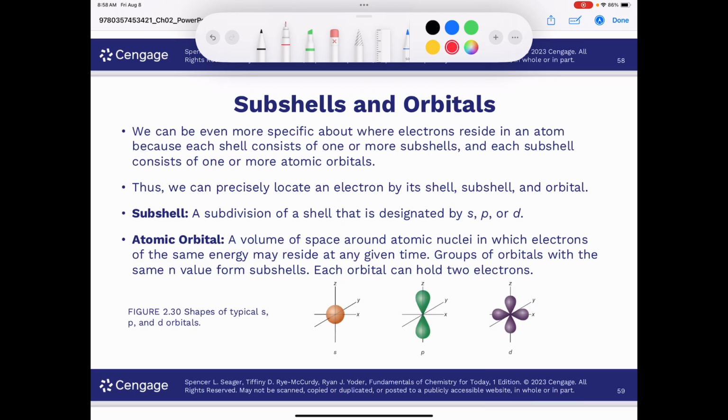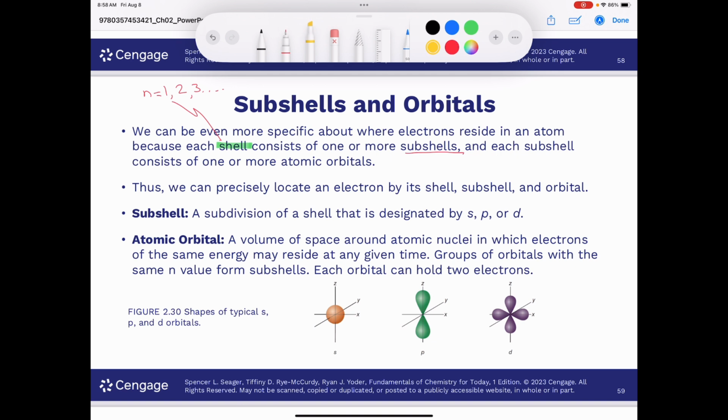Now, besides the energy level, n is equal to 1, n is equal to 2, n is equal to 3, we can actually be more specific about where electrons reside in an atom because each shell contains one or more subshells. So let's review. We have our shell, which is our n is equal to 1 or 2 or 3, etc. But then we have a subshell, and each subshell consists of one or more atomic orbitals. So that way we can precisely locate an electron by its shell, subshell, and orbital.